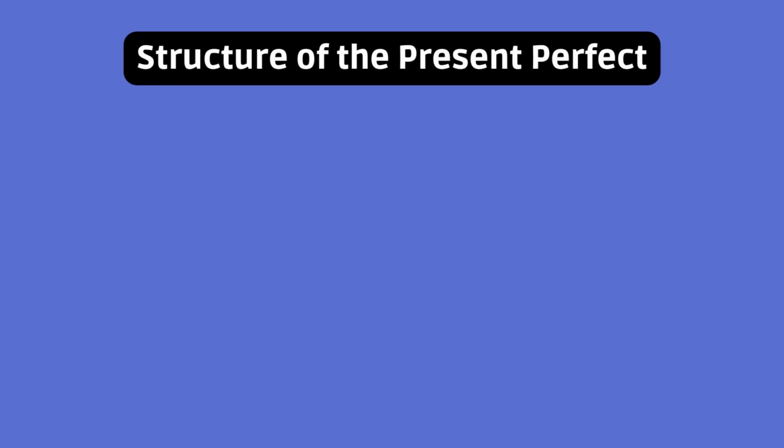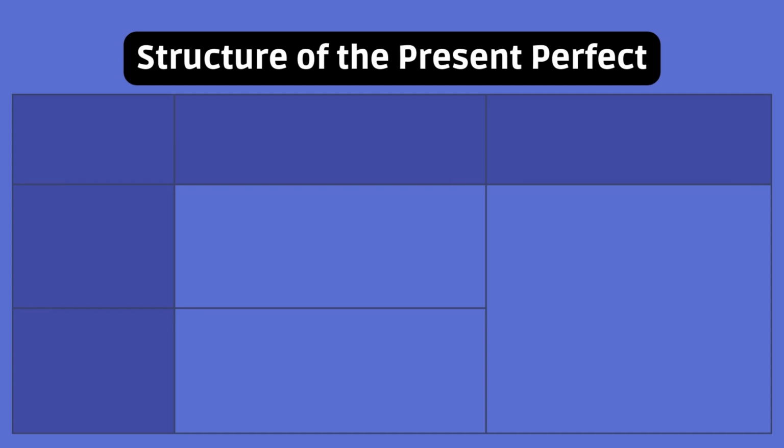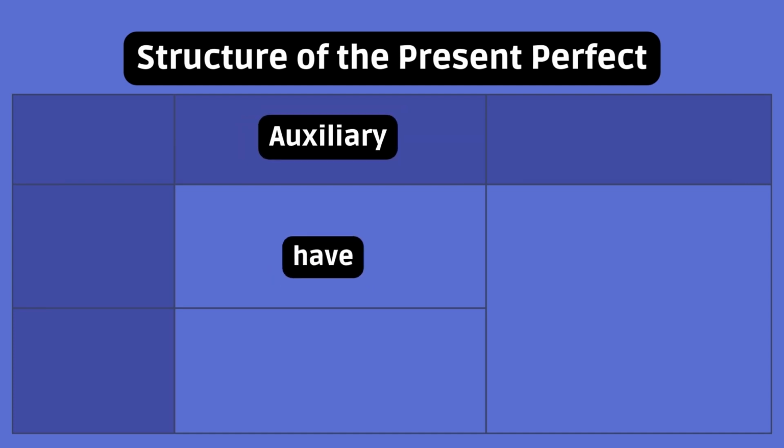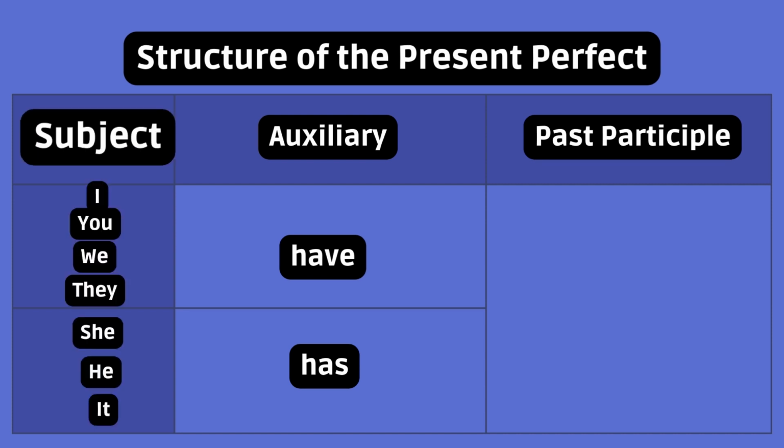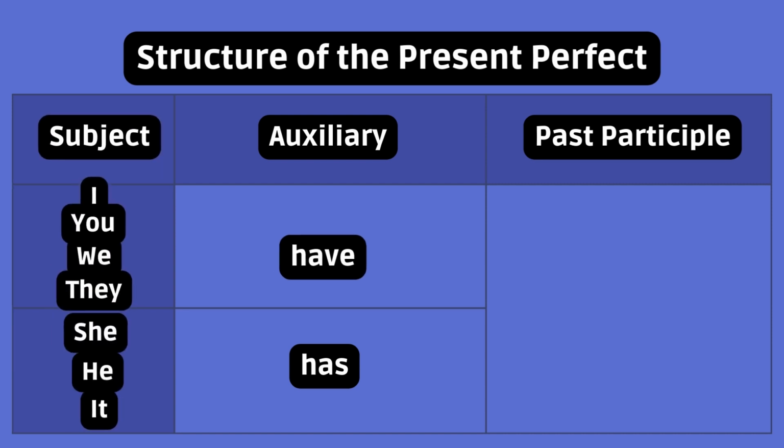Okay, the present perfect consists of two words, an auxiliary, have or has, and a past participle. No need to remember these terms. Just focus on subject plus have or has plus third form of verbs.